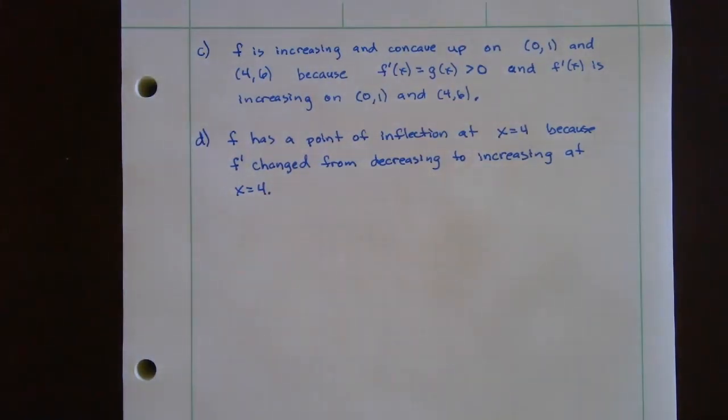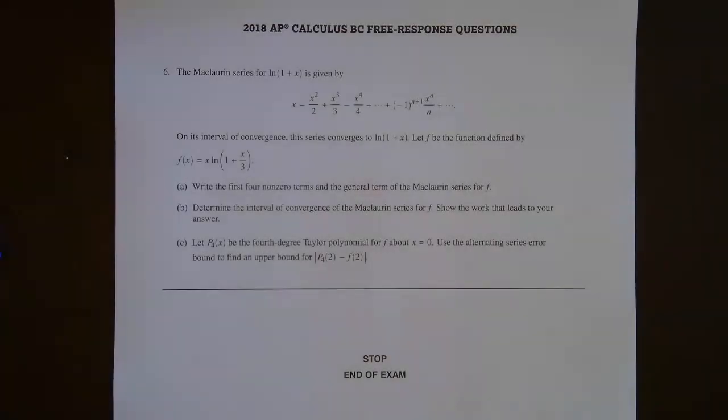All right, that's it for this 2018 question number 3. This was an interpreting graphs problem, okay? So the next problem we're gonna do, we'll do the next one, okay? All right, so that's it for question number 6 on the 2018 free response questions for BC.